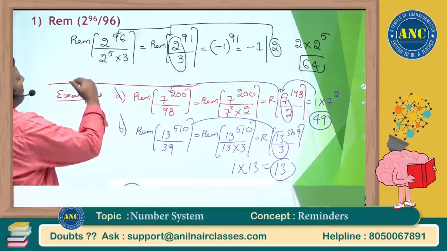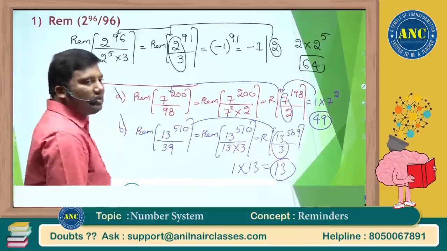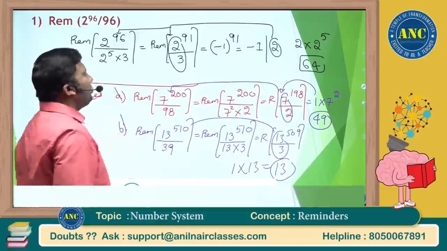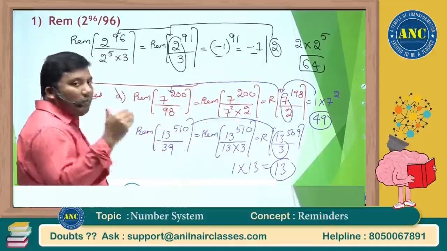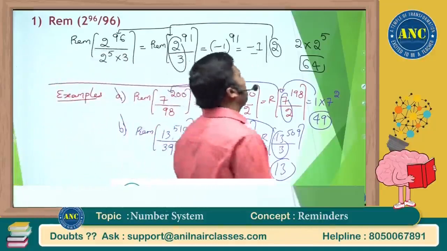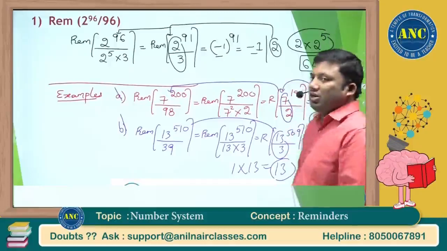2 power 96 by 2 power 5 into 3. 96 minus 5 is 91. 2 power 91 by 3. 3 ones are 3. Negative remainder minus 1. Positive remainder will be 2. Positive remainder 2 for 2 power 91. For 2 power 96 it will be multiplied by 2 power 5. 32 into 2 is 64.